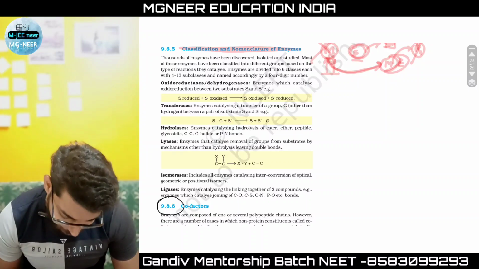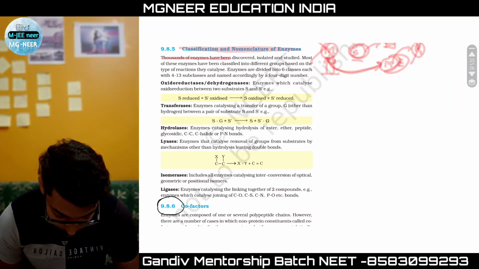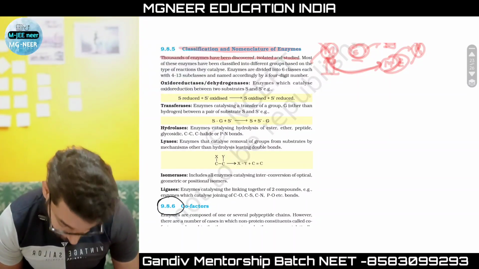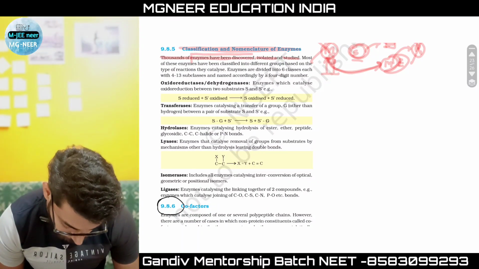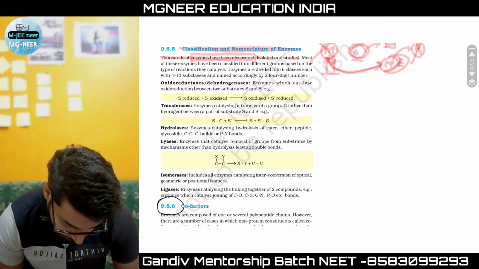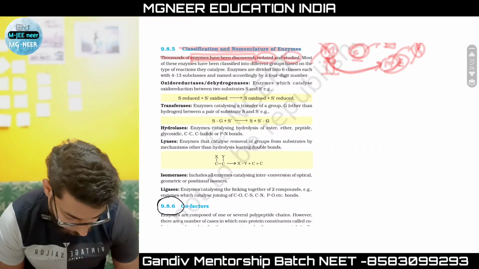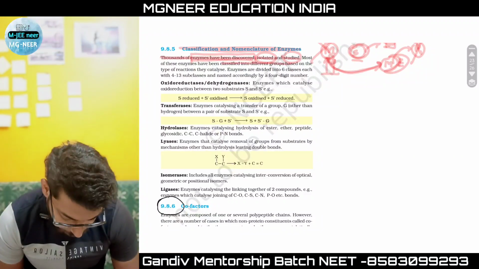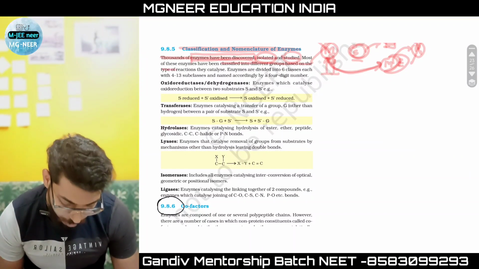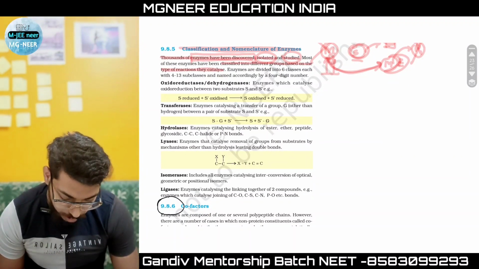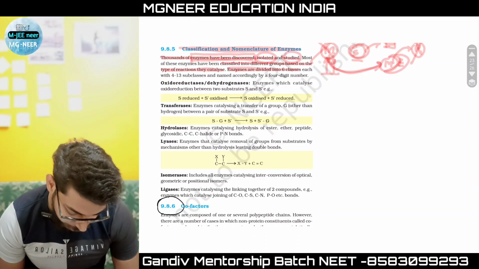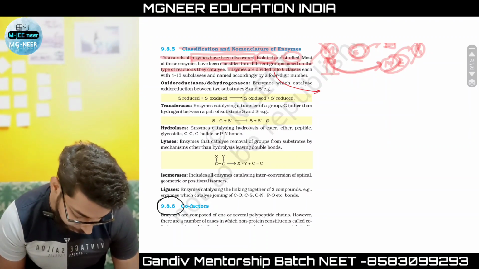In the NCERT, it says that thousands of enzymes have been discovered, isolated, and studied. Thousands of enzymes have been discovered to date, isolated in the laboratory, and studied. Most of these enzymes have been classified into different groups based on the type of reaction they catalyze. Enzymes are divided into 6 classes.